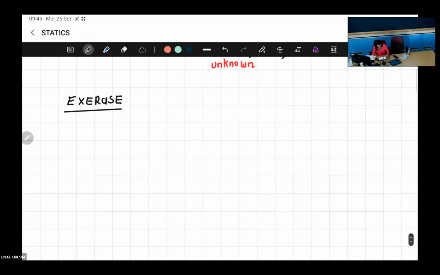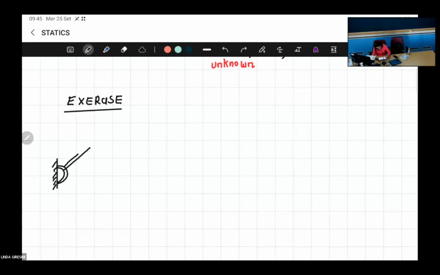So we have a wall in which we have an eye. To this eye, we have 2 forces applied through 2 elements, which are 2 cables.